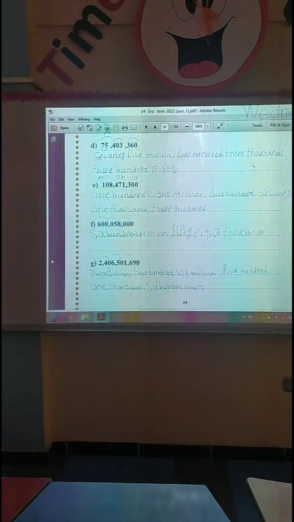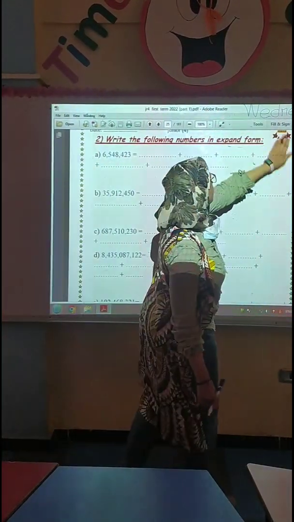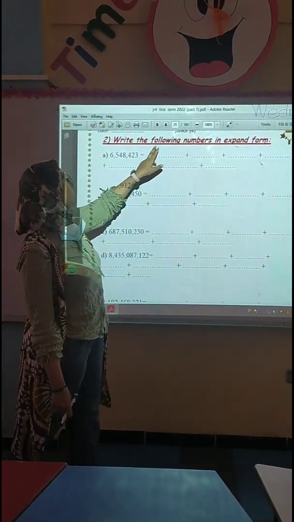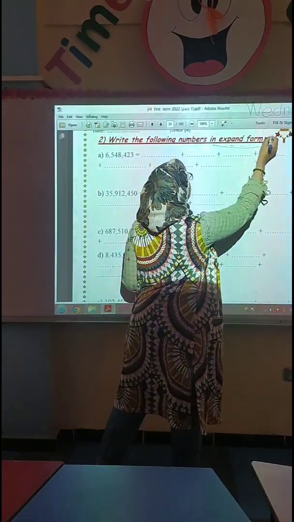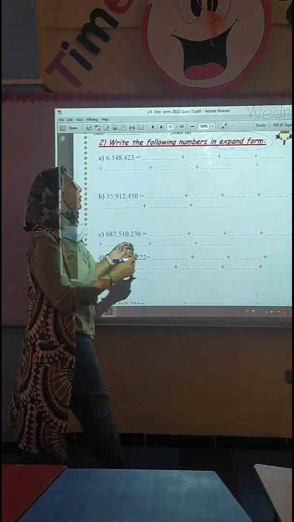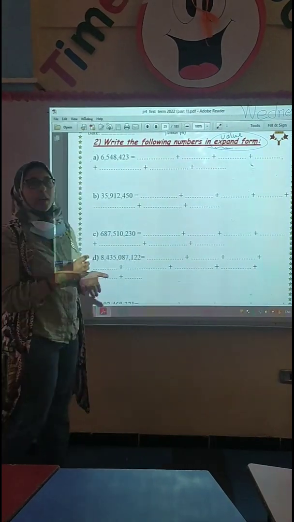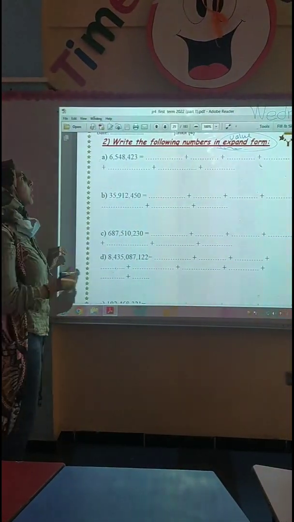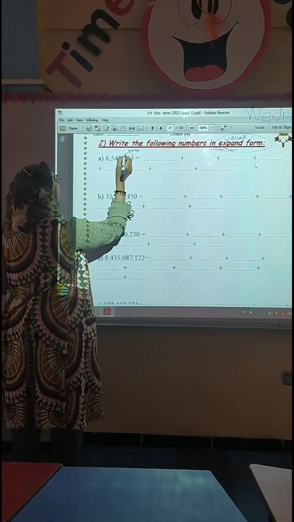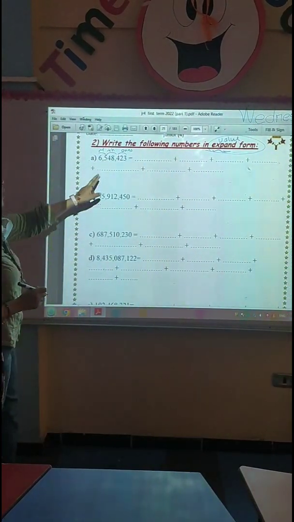Let's move to the next one. Write the following numbers in explained form. This time you want the explained form. What is the meaning of explained form? We said before, this means value. So write the value of each digit in the number. Let's define the periods again. What are the first periods? Ones, then thousand, then millions.